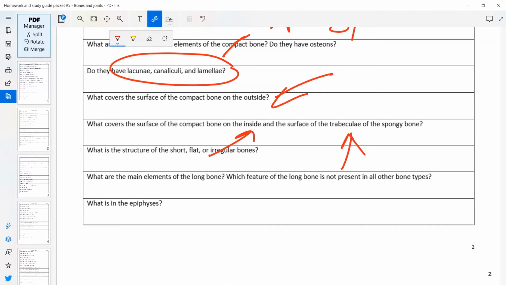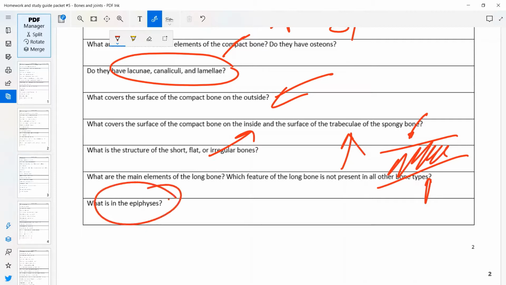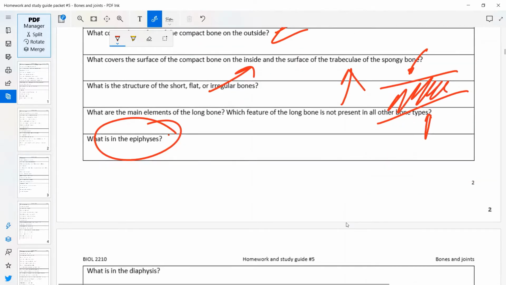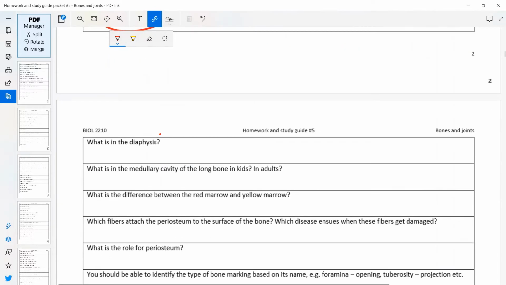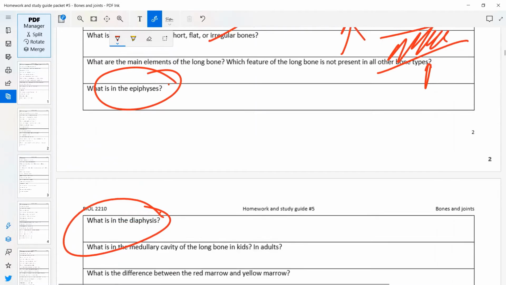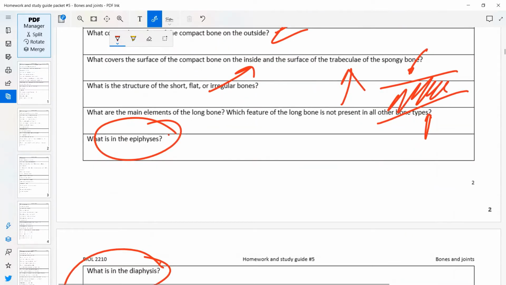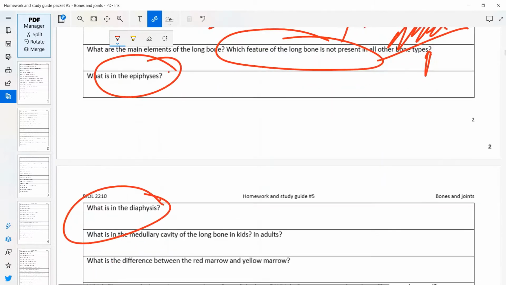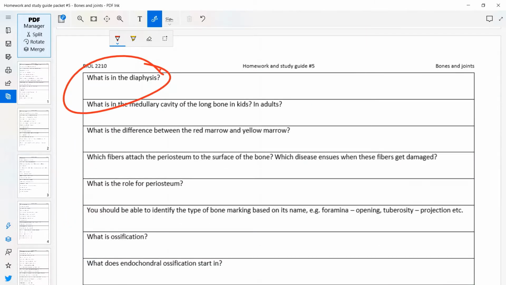So short, flat, irregular bones: compact, spongy in between, red bone marrow in the spongy bone. For the long bone, epiphyses are the ends of the bone, diaphysis is the central shaft that connects the epiphyses, and in that shaft you can find the medullary cavity. The long bone is the only type of bone that has a cavity. The medullary cavity of the long bone in kids is red bone marrow. In adults, it becomes yellow bone marrow. Red bone marrow generates blood cells, while yellow marrow is the fat storage, basically.